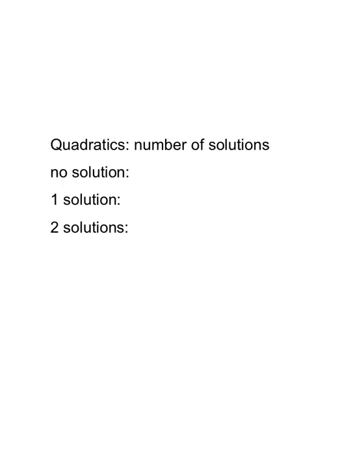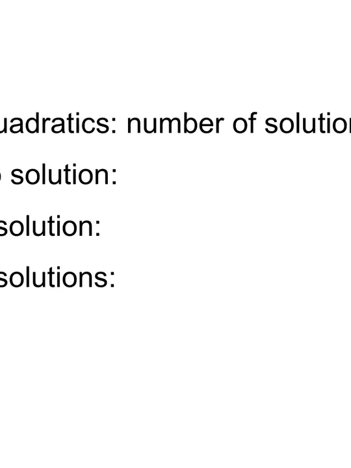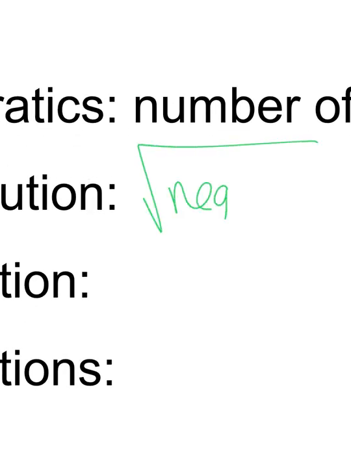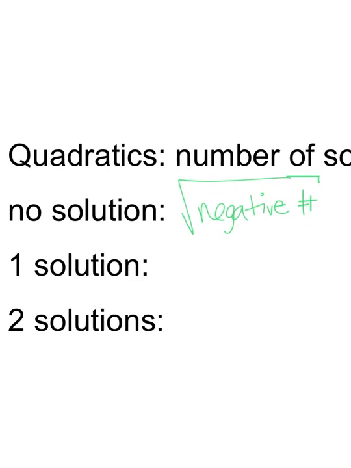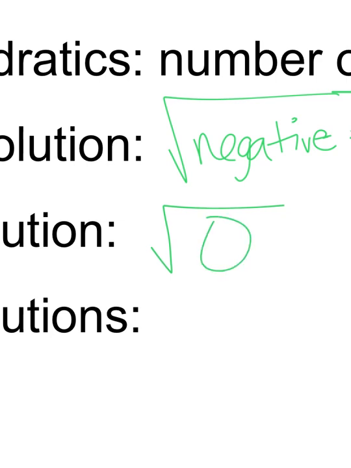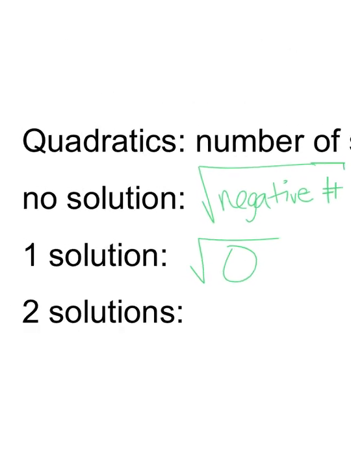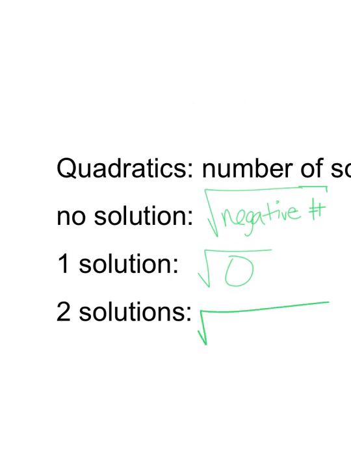So in general, you're going to end up with no solution or no x-intercepts if you do the square root of a negative number. You're going to end up with only one solution if you end up square rooting 0, because there's no difference between positive 0 and negative 0. And you're going to end up with two solutions if you square root a positive number. And that's because we always have to think about a positive answer of that square root and the negative version of that square root.